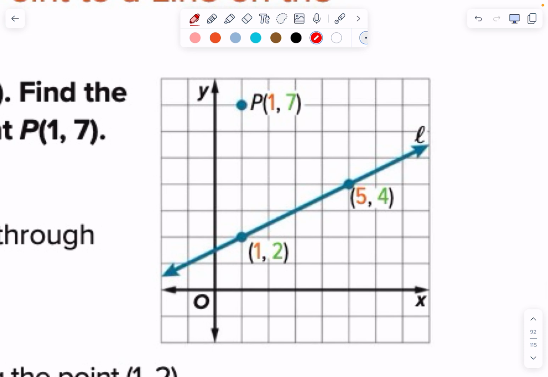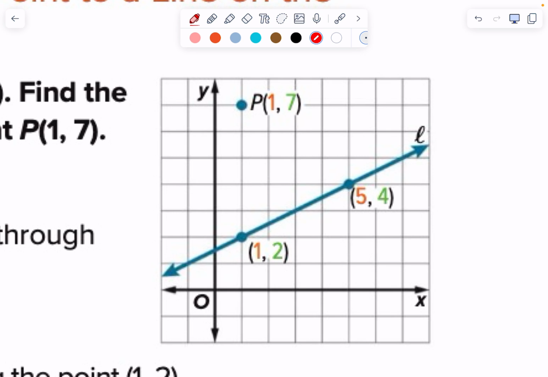Go to example 1. All right, here we go. Go to example 1.